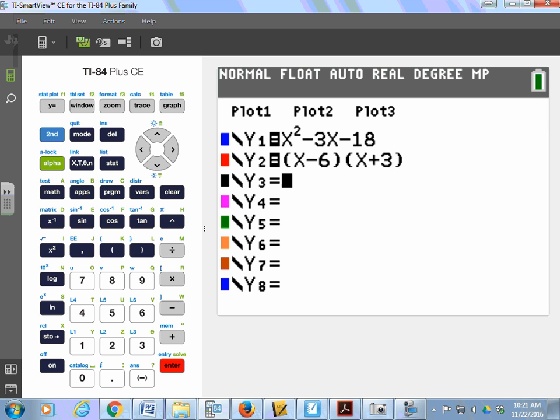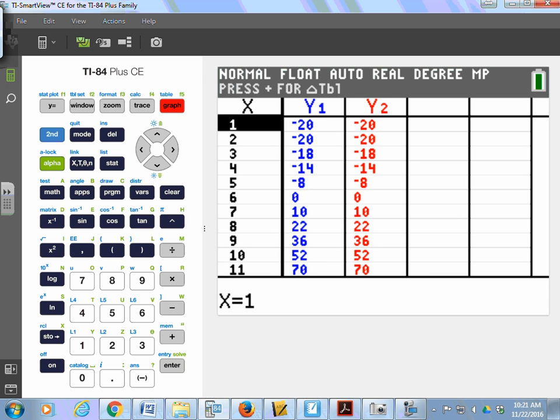So here's how you can check it then. Now go to your table, second graph. And your y1 and y2 should be the same. If they're the same, you did it correctly. If they're different, then you made a mistake. Okay, so you can use your calculator to check them just by putting your original in y1, your factored form in y2. You get the same answer in your table, you're good. If you didn't, then you have to figure out what mistake you made.